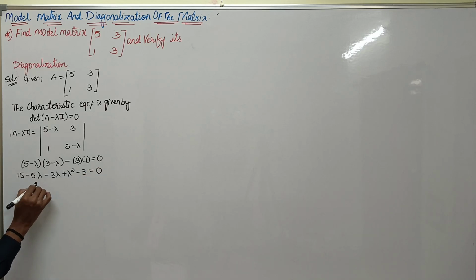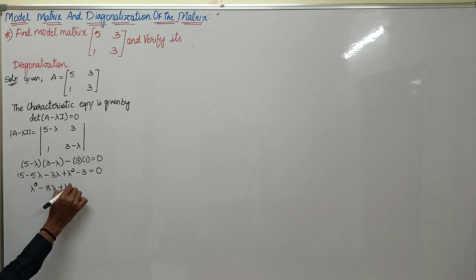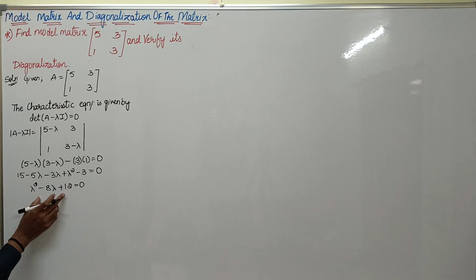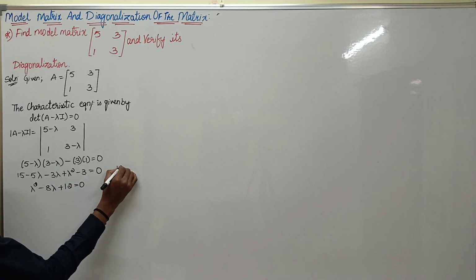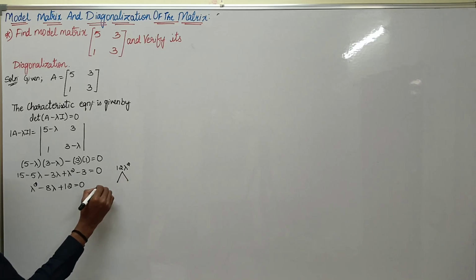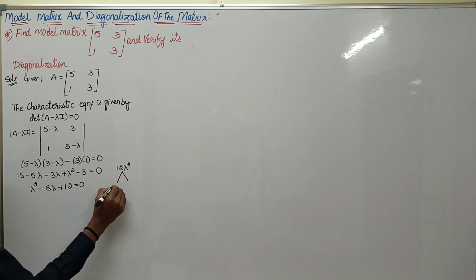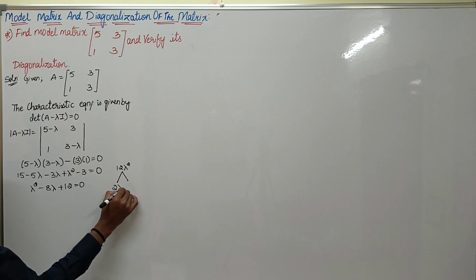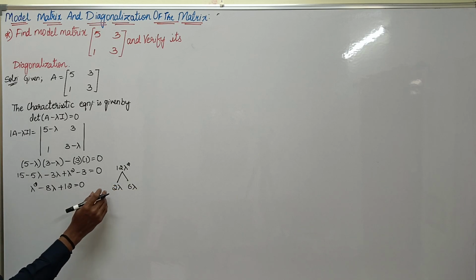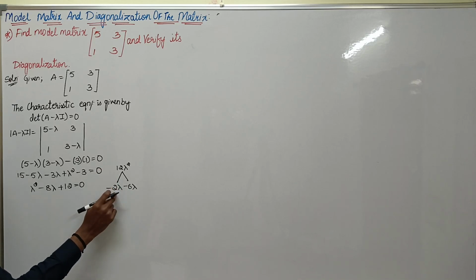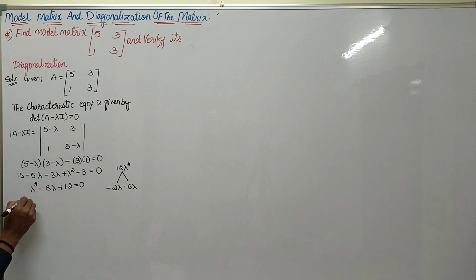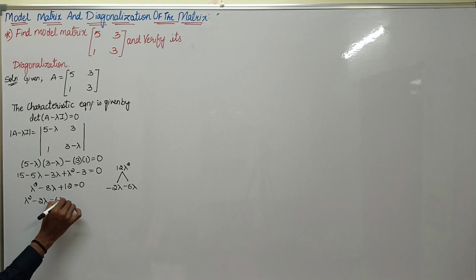Now represent this in equation form: lambda square minus 5 lambda minus 3 lambda, we have minus 8 lambda, plus 15 minus 3, which is 12, equal to 0. Now factorize these terms: 6 twos are 12, so lambda square minus 2 lambda minus 6 lambda plus 12 equal to 0.